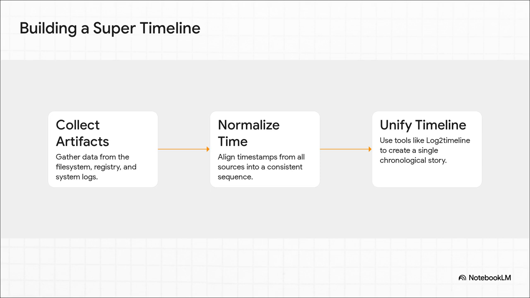Step 2, and this part is absolutely crucial, you have to normalize the timestamps. See, different parts of a computer can have clocks that are slightly off, or even be in different time zones. You have to get them all synchronized, all speaking the same language of time. And then finally, you use some really powerful tools to weave these millions of data points into that one single searchable story of the system.